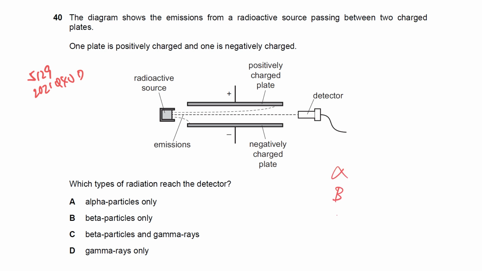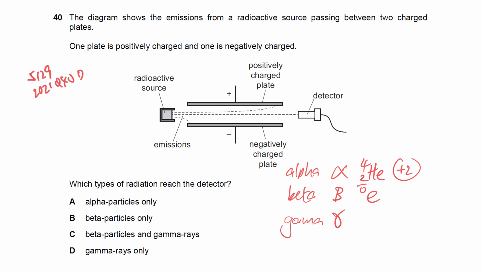Alpha, beta, and gamma. This is alpha, beta, and gamma rays. So alpha is actually a helium nucleus, which is 4-2, and so the net or relative charge is a positive 2 because of the 2 protons here. And beta is actually an electron, so it's 0, -1, and since an electron has negative charge, the relative charge here is -1. And gamma has no charge.